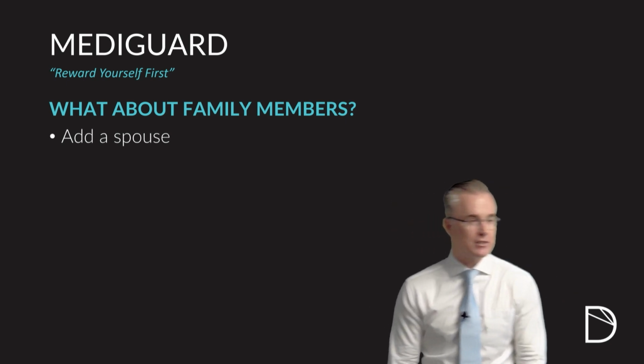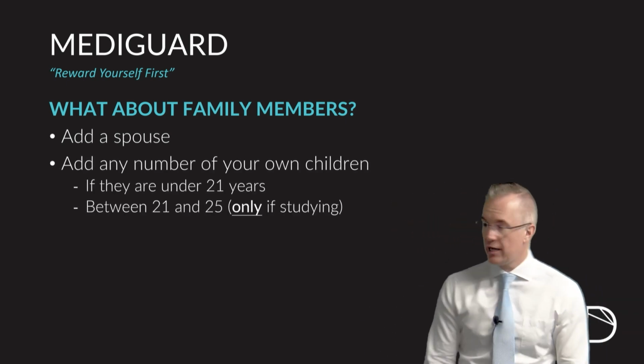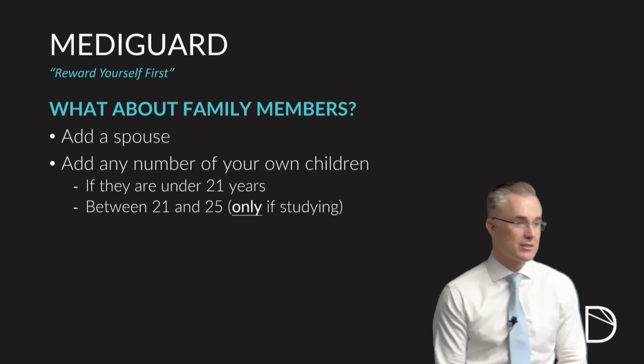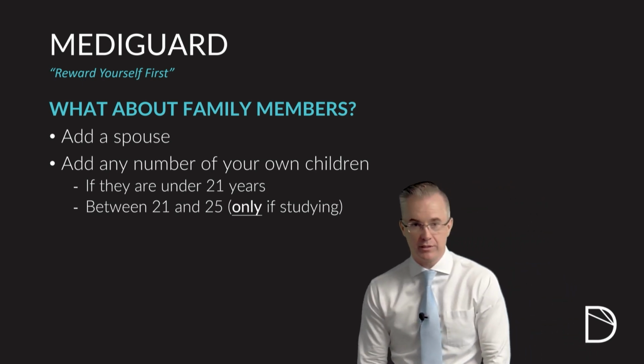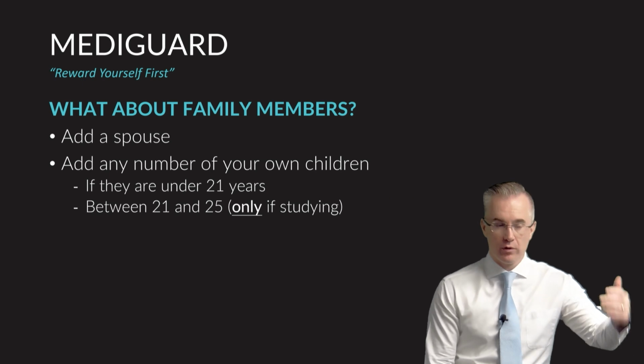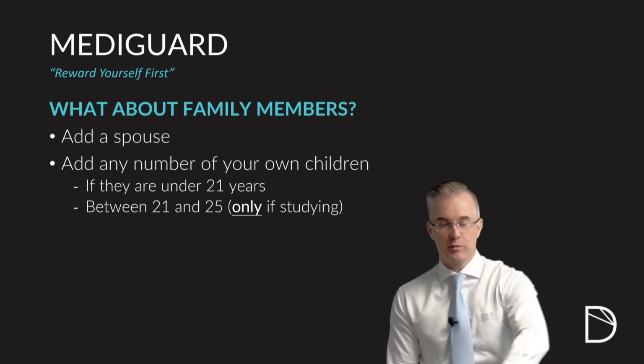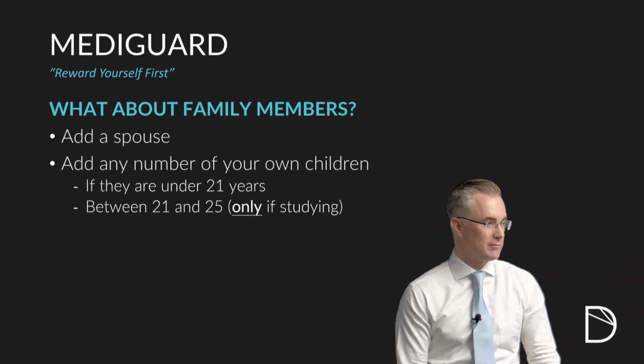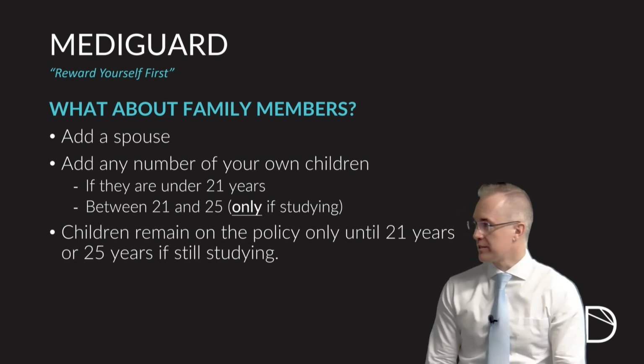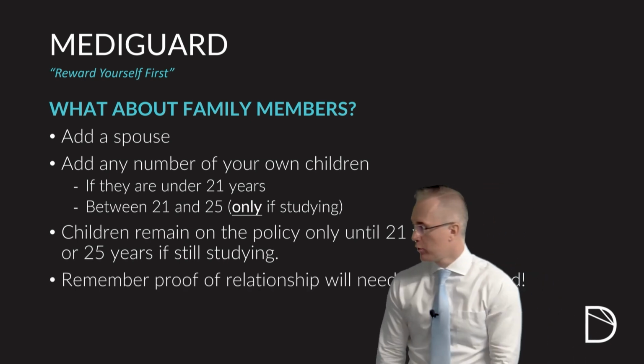Can you add your spouse? Yes, you can add your spouse. And you can add your children up to 21, or if they're still studying, up to 25, but you have to prove that they're still studying. Okay? So for a couple $100 more, you can add your spouse and your children to your plan in this process. Absolutely amazing. Okay? Awesome, awesome, awesome.